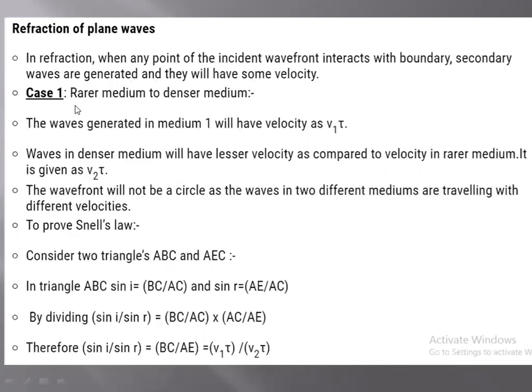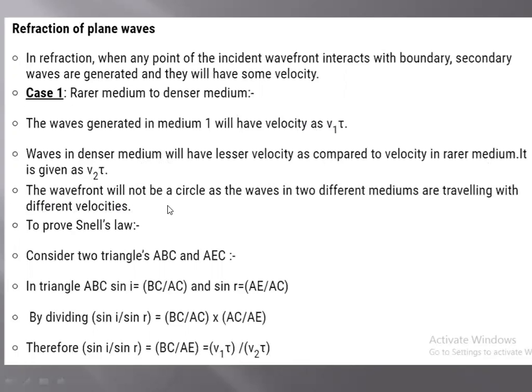What is case 1? It is rarer medium to denser medium. Rarer medium means consider this as air, and denser medium means consider this as water or something similar. The wave is generated in one medium and travels a distance v1 into t. How we consider this as v1 into t, we have already discussed. In the denser medium the wave will have lesser velocity, because the speed of light decreases in a denser medium. So going from rarer medium to denser medium, the distance is v2 into t.